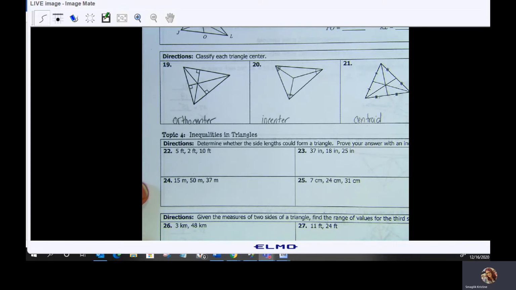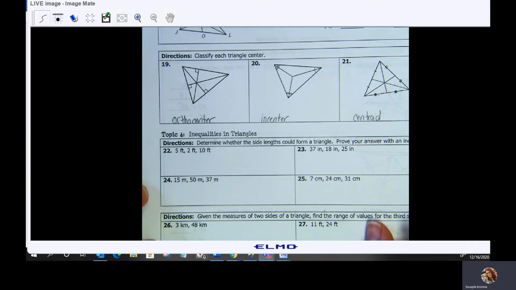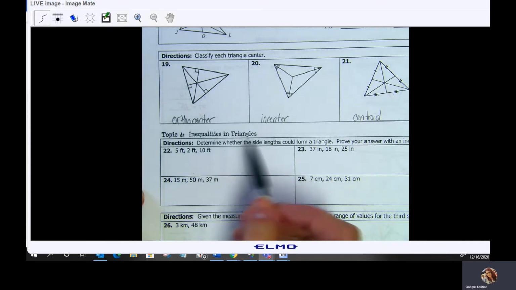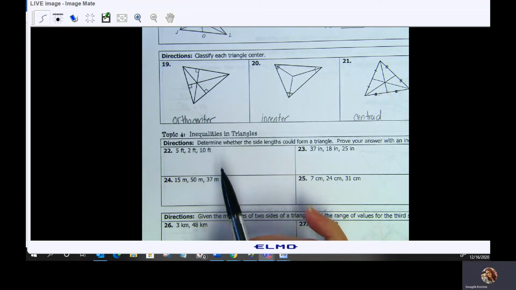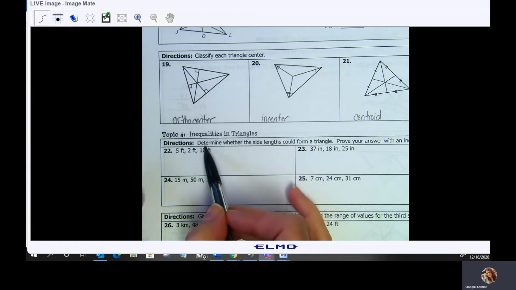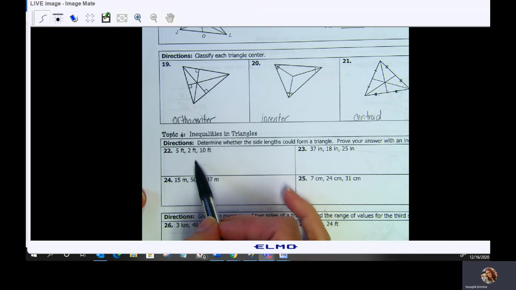And now, inequalities in triangles. Determine whether the side lengths could form a triangle. Prove your answer with an inequality. In order to do this, if you have the two shorter sides of a triangle and you add them, and that number is greater than the largest side, we can say you can have a triangle. If it doesn't meet that requirement, no triangle exists.